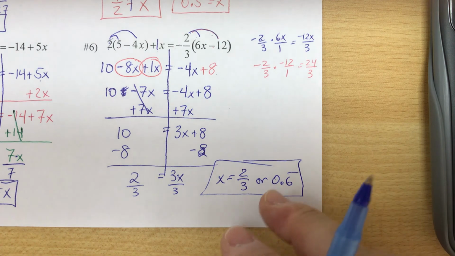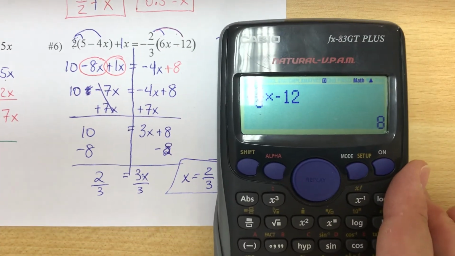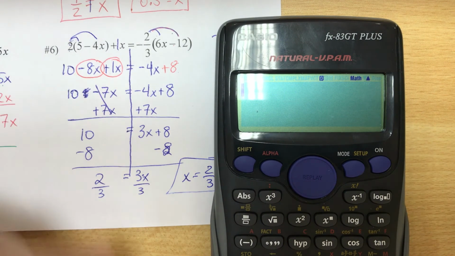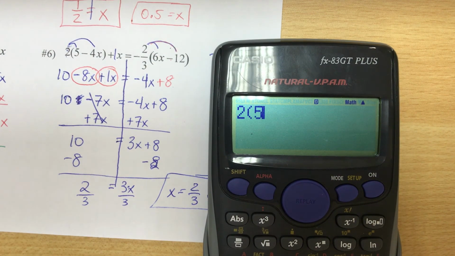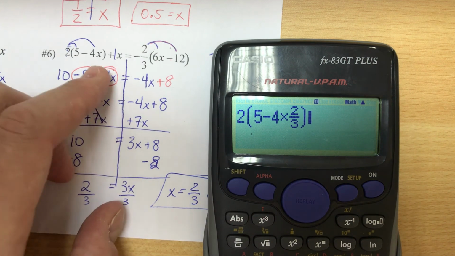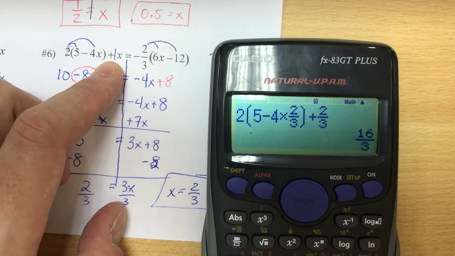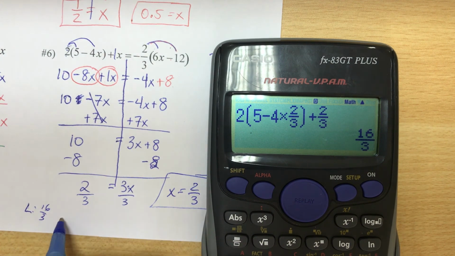Now let's see, this was a really long problem. We worked pretty hard here. I would like to check and make sure that this is correct. So when I type the left side, I'm going to type this whole thing exactly how I see it. So 2 parentheses 5 minus 4 times, our answer was 2 over 3, close parentheses, and then plus 1x, which was 2 over 3. The left value is 16 over 3. Okay, I'm going to write that down here. The left was 16 over 3.